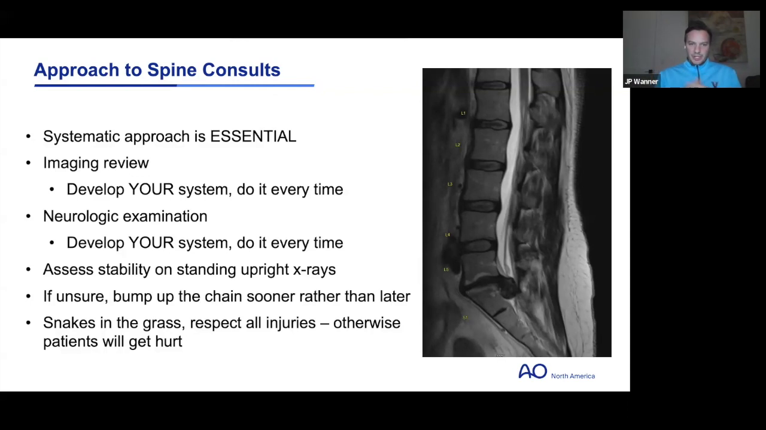One of the things that I was always taught is make sure you assess stability on standing upright X-rays. So we may say an injury is stable, but we don't know that until we can demonstrate that. And the way you demonstrate that is with standing upright radiographs. So never let a patient leave the hospital without obtaining those and seeing that there isn't any translation or movement, because again, people can get hurt quickly. And in that same thread, there are snakes in the grass. Respect all injuries. Just because it's a spinous process fracture and there's nothing else, don't assume that that's all there is. Make sure you always have your antennas up, and I think if you do that, you're going to help a lot of people.